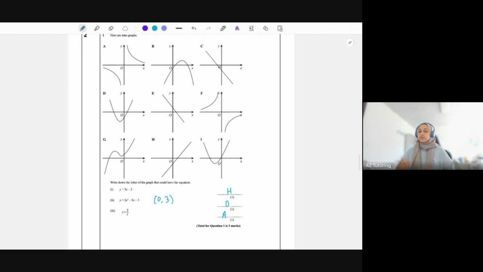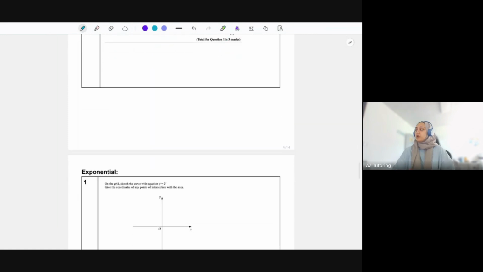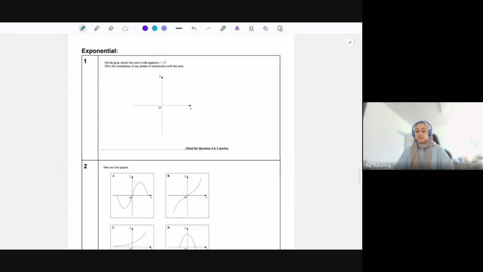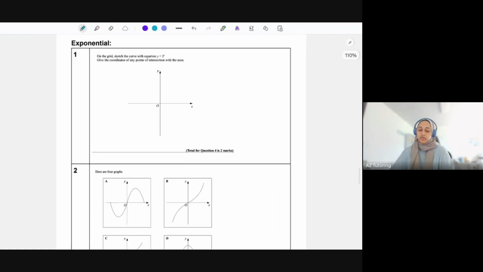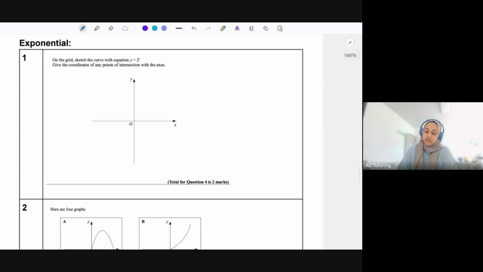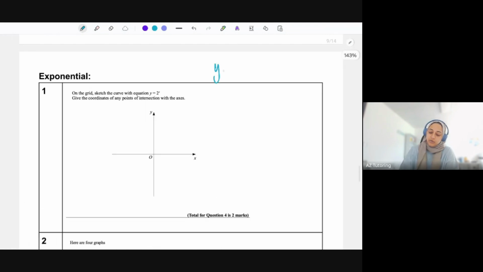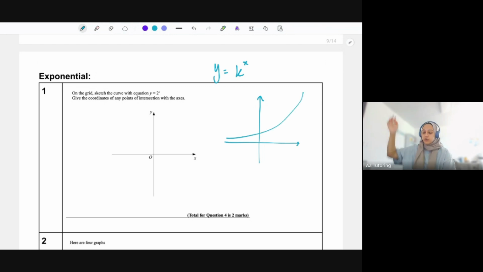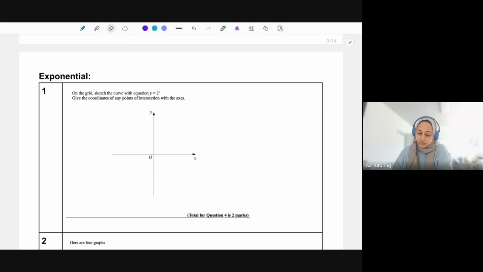So you do have to be really familiar with what all your graphs look like and some theory behind all of them. Let's move over to exponential graphs. So on the grid, sketch the curve with equation y equals 2 to the power of x. Now, all exponential graphs are of the form y equals k to the x. K could be anything. And they always look like they're tending to infinity. They just continue forever upwards and grow exponentially. So that's what I'm expecting the graph to look like.